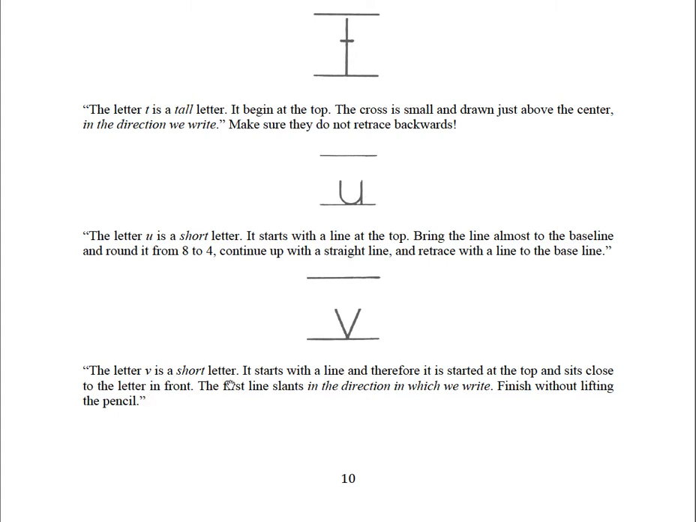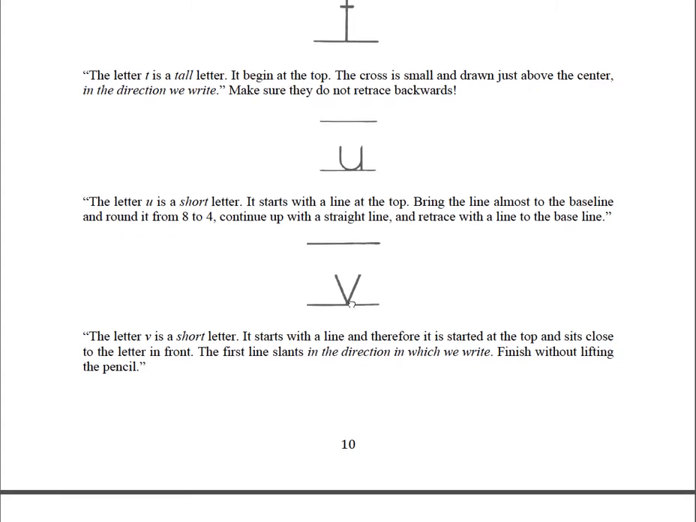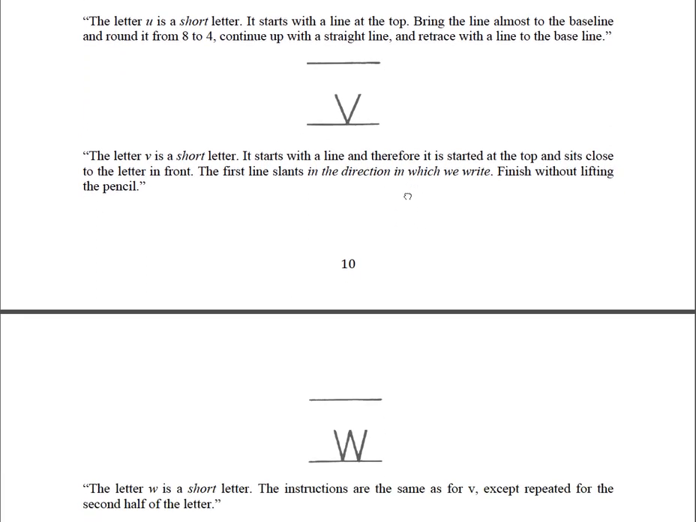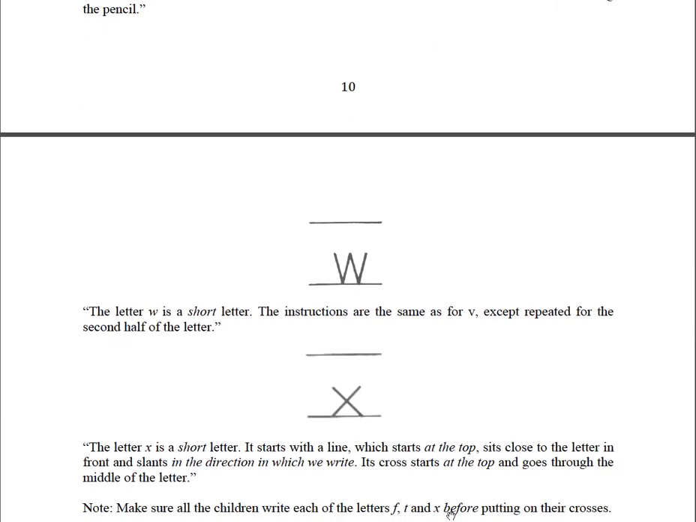V is a short letter. It starts with a line, and therefore it starts at the top and sits close to the letter in front. The line slants in the direction we write. Finish without lifting the pencil. So it's going to be one stroke. W. Letter W is a short letter. The instructions are the same as for the V, except repeat for the second half of the letter.